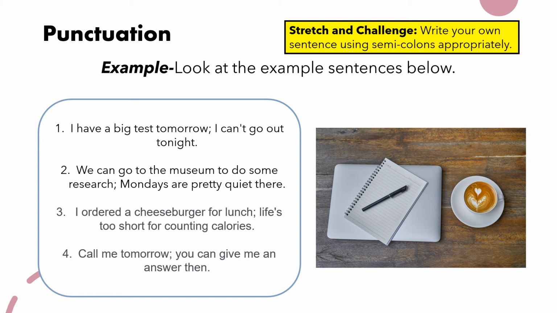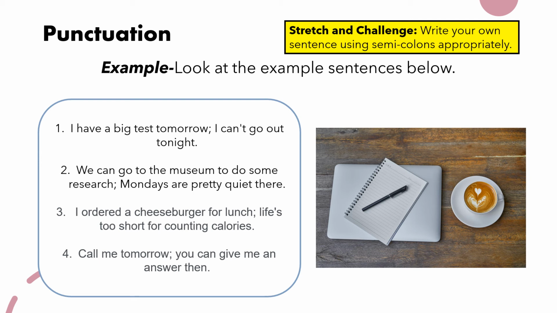So again, number 1, I have a big test tomorrow; I can't go out tonight. Essentially this one is the first opening statement, I have a big test tomorrow, but this next part is still linked to the same idea. So we use that semicolon there to link our ideas. Again, if you'd like to pause the video and use this example to help write your own, please feel free to do so.